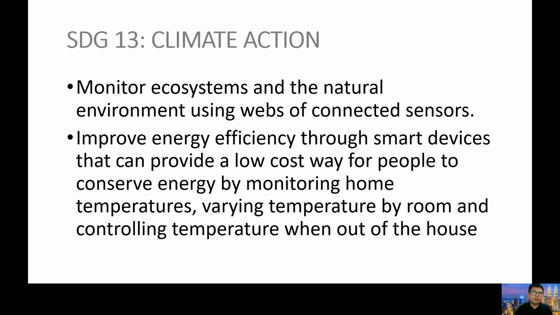Next one, as part of SDG 13, climate action. IoT enables the monitoring of ecosystems and the natural environment using webs of connected sensors, and it can improve energy efficiency through smart devices that provide a low-cost way for people to conserve energy by monitoring home temperatures, varying temperature by room, and controlling temperature when out of the house. Right.